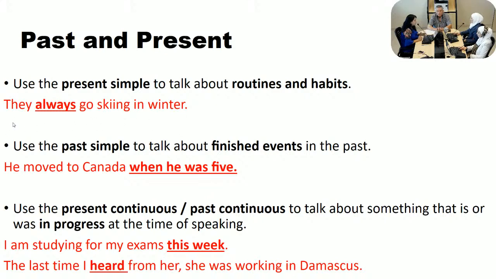Present continuous and past continuous, when we talk about something that is in progress, it can be in progress in the past or in progress in the present, but it has to be in progress. I'm studying for my exams this week, so the whole week I'm busy studying for the exam. This is progress. The last time I heard from her, she was working in Damascus. This we can call an interruption. She was working, and while she was working, I heard about it.